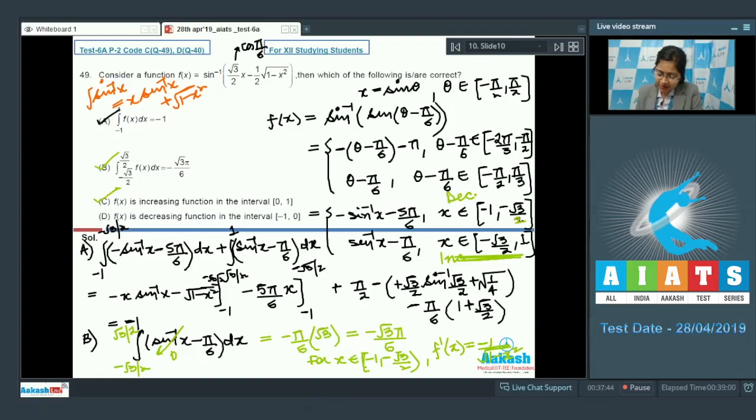And in option D, it has been given that the function is decreasing in -1 to 0. That is not true, because it is decreasing only from -1 to -root 3 by 2. So option D is incorrect. So the answer is A, B and C.